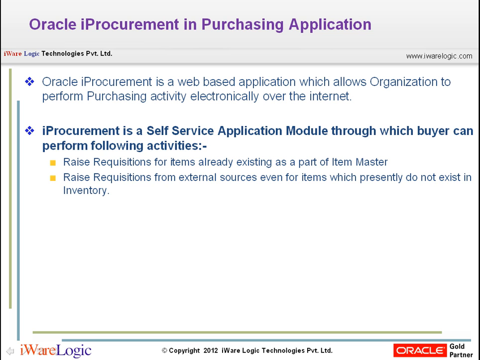remotely. iProcurement is a self-service application through which a buyer can perform the following activities: raise a requisition for items already existing as part of the item master, and raise a requisition from external sources even for items which presently do not exist in inventory.